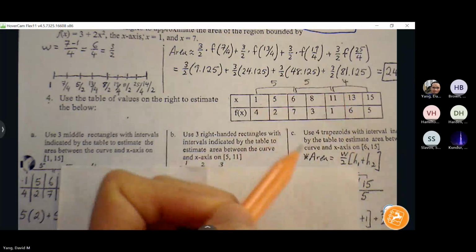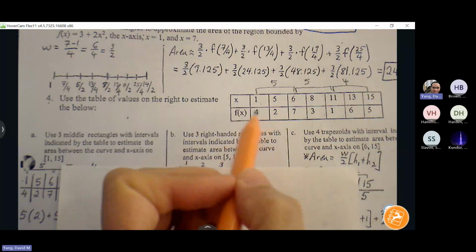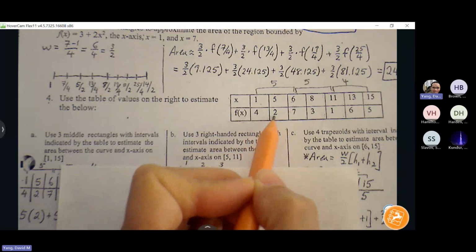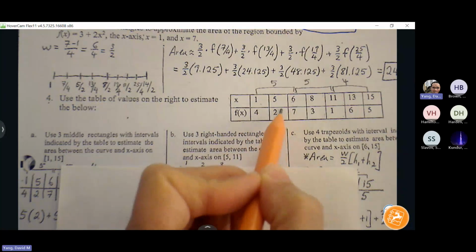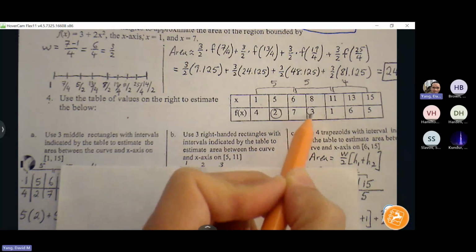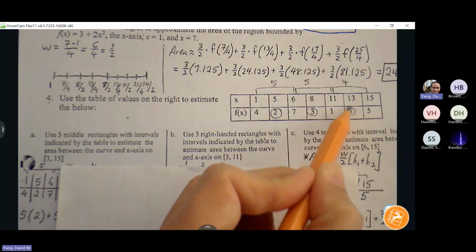All right, middle rectangle. So I need to pull the height from the second row. So this is my left, this is my middle, this is my right for my first interval. I want to pick my middle one. So 5 times 2 will be the area of my first rectangle. 5 times 3, area of my second rectangle. 4 times 6, area of my third rectangle.